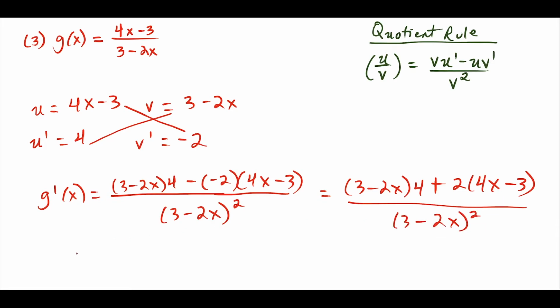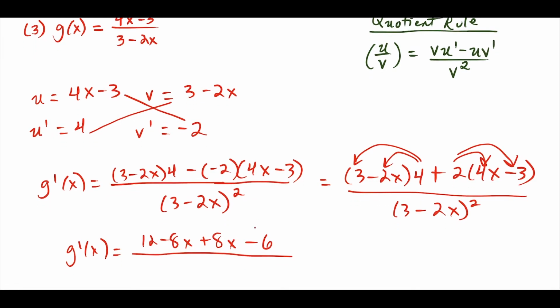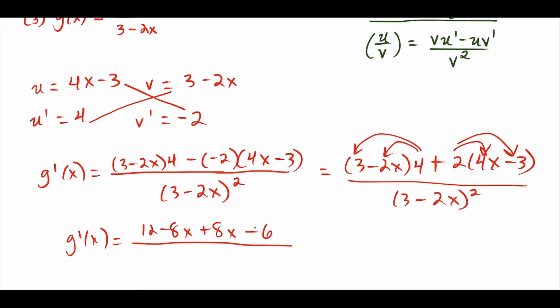So then if we really want to simplify this nicely, what we should do is distribute and see if we get terms to cancel out here. So we distribute the 4, and we're going to have 12 minus 8x. And now when we distribute the positive 2, that sign change is very important. Now we have a plus 8x, and we have a minus 6. And once again, this is all over 3 minus 2x squared.